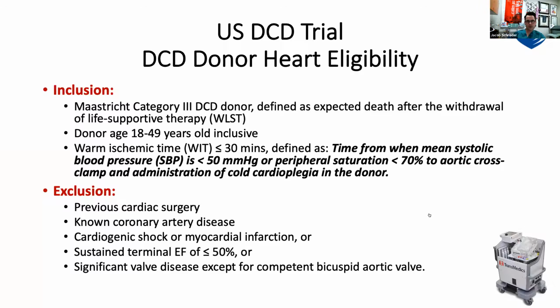So the US DCD trial using the organ care system is for Maastricht category 3 DCD donors. The donor ages are 18 to 49. And in this trial, we have defined the warm ischemic time as the time from when the systolic blood pressure is 50 or less, or the peripheral arterial saturation is 70 or less. So we don't talk about time from withdrawal. We talk about this warm ischemic time definition to really determine when the heart is hypoperfused.